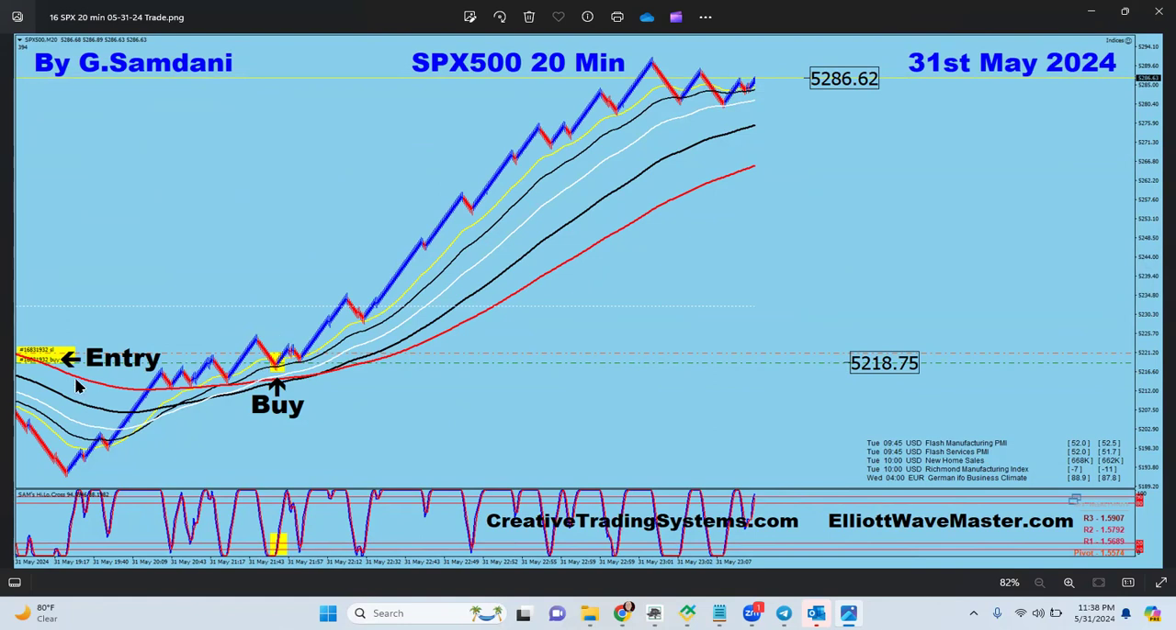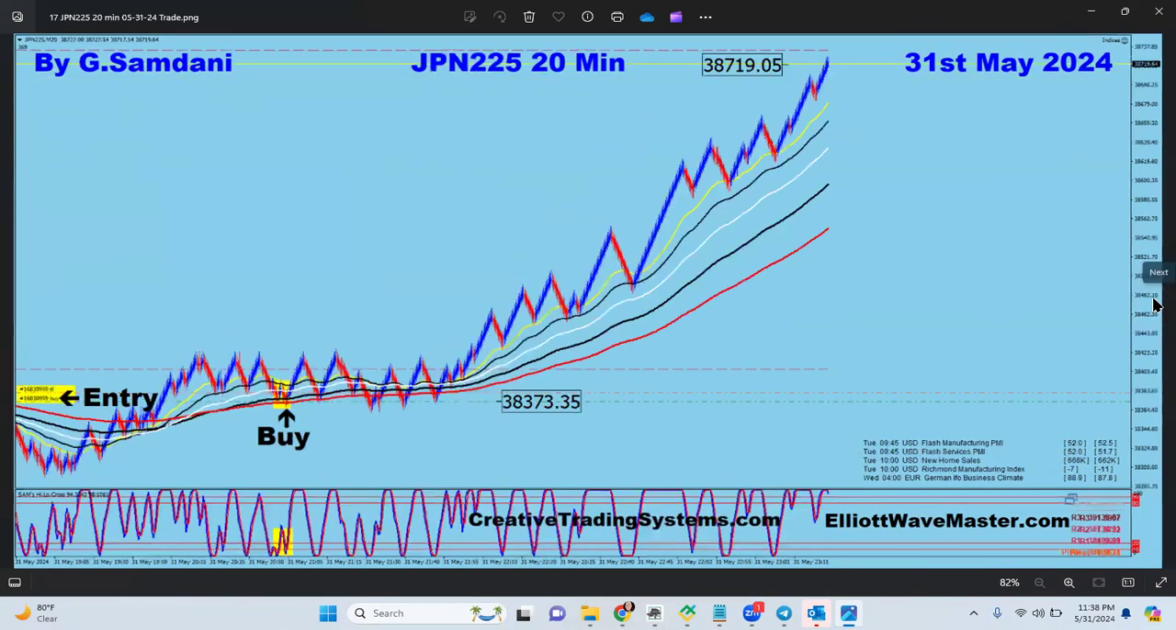Beautiful long setup here. This is a buy order. Now I was going short, and all of a sudden it's a buy order. Look, from 52.18 to 52.86 just on Friday, on the 31st. S&P 500, right? As well as Nikkei. You see that? Beautiful. It was bearish here, and all of a sudden turned bullish, and then after that, boom, went all the way up there.